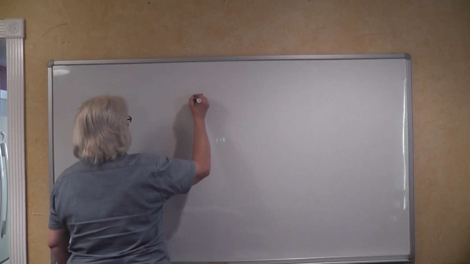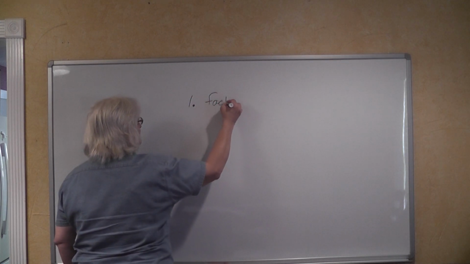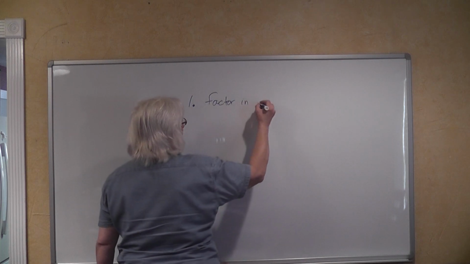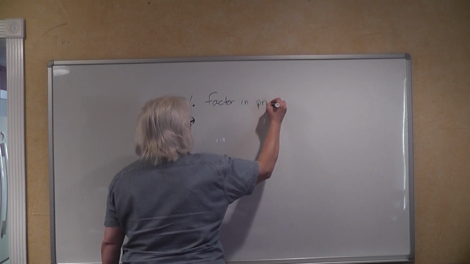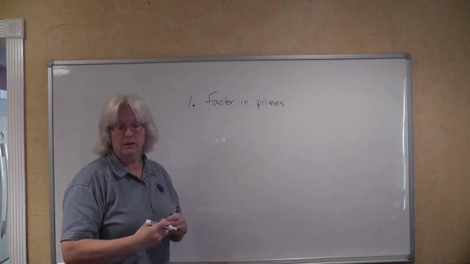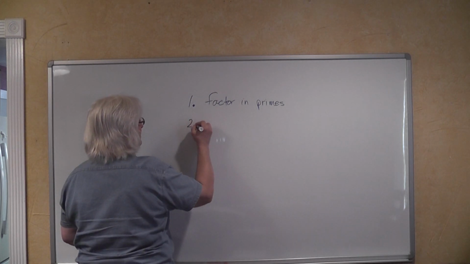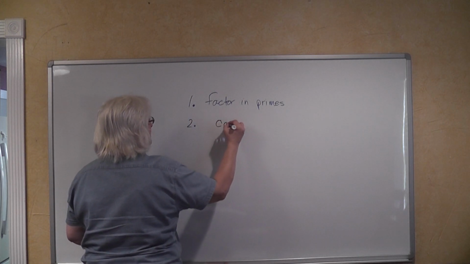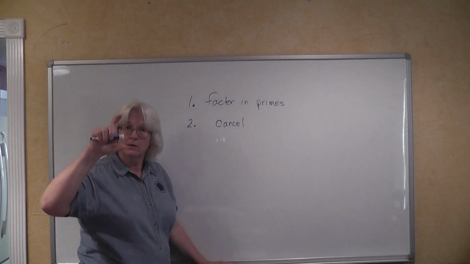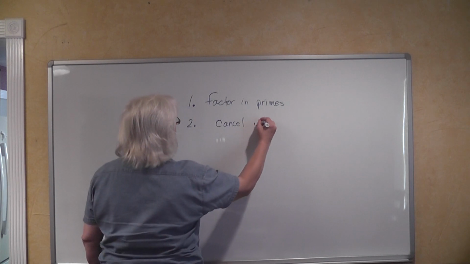First, you're going to want to factor both the numerator and the denominator into prime numbers so that you have the prime factorization of both the numerator and the denominator. Then you're going to look at the numerator and the denominator, and you're going to cancel all pairs of factors, numerator to denominator. So you're going to cancel whenever it's possible.